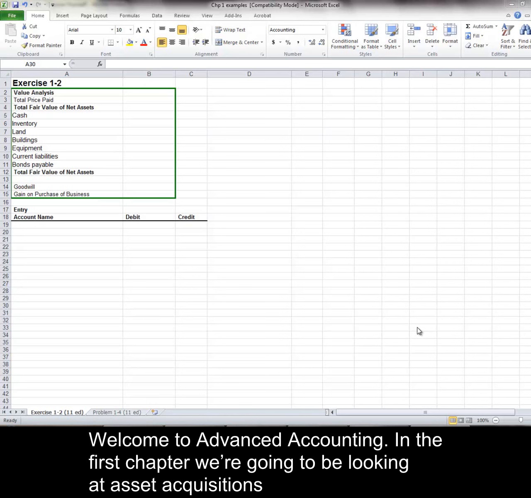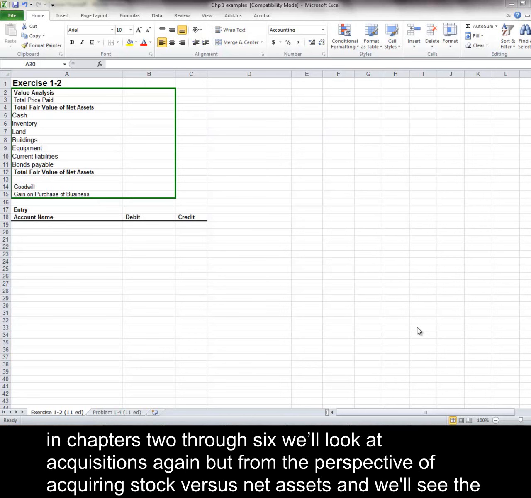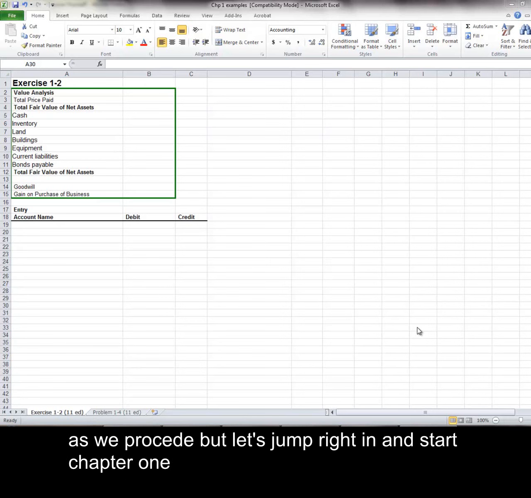Welcome to Advanced Accounting. In the first chapter, we're going to be looking at asset acquisitions. In chapters 2 through 6, we'll look at acquisitions again, but from the perspective of acquiring stock versus net assets. And we'll see the differences as we proceed. But let's jump right in and start chapter 1.